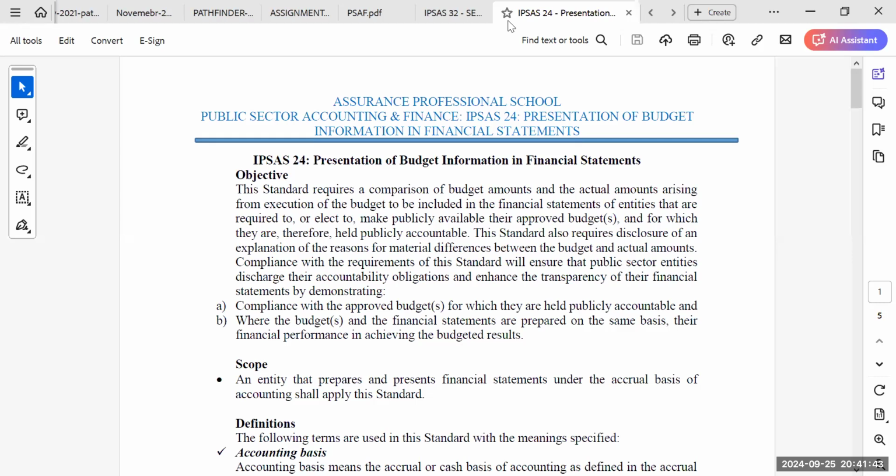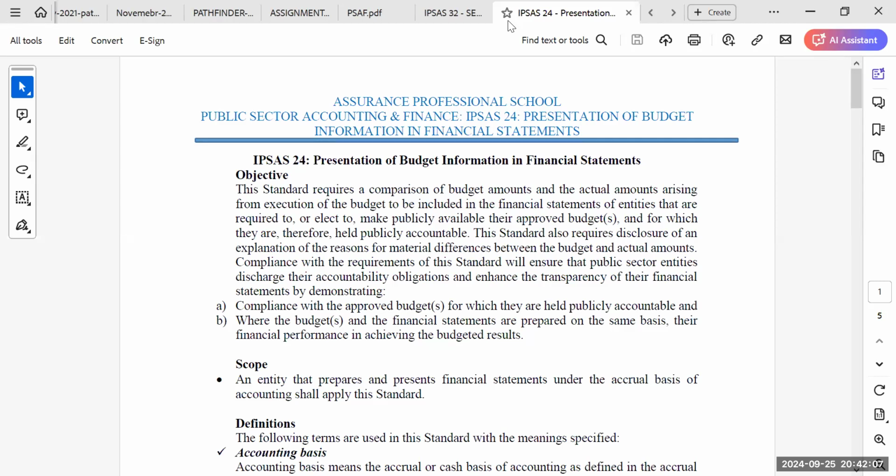This will also be used with IPSAS 24 for financial statement analysis, where you analyze the budget information of the entity. You find the difference between the amounts. They can give you something like the budget and the actual out turn. You calculate the variances and now explain what would be the cause of those variances and how they should investigate them.